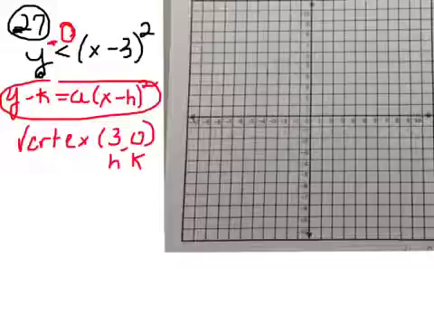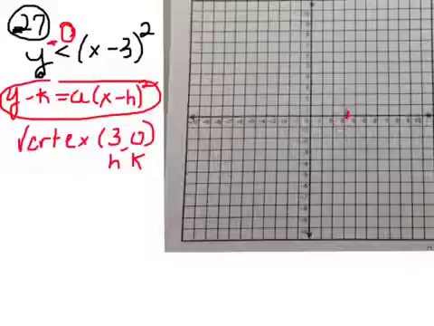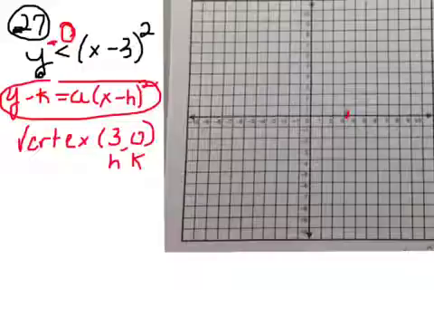Let's go ahead and graph that. It's right here. Now, there are all kinds of things we need to find here. One of them is, since the square is on the x, we know this is going to open up or down. And because there's no negative out in front of the x minus 3 squared, we know it's going to open up.